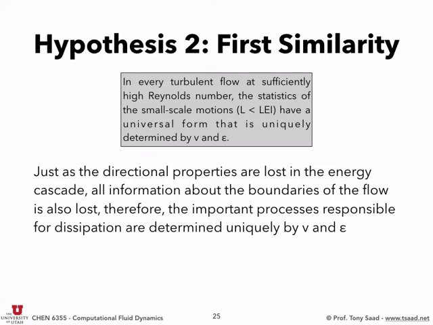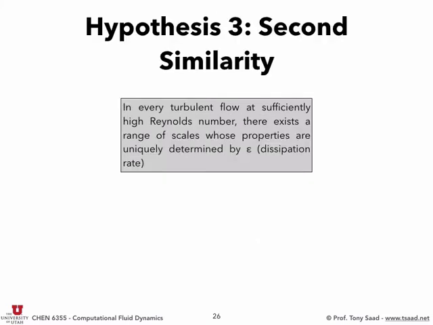Just as the directional properties are lost in the energy cascade, all information about the boundaries is also lost, and therefore the important processes responsible for dissipation are determined by the viscosity and the dissipation rate. And finally, in every turbulent flow at sufficiently high Reynolds number, there exists a range of scales whose properties are uniquely determined by epsilon, just the dissipation rate.